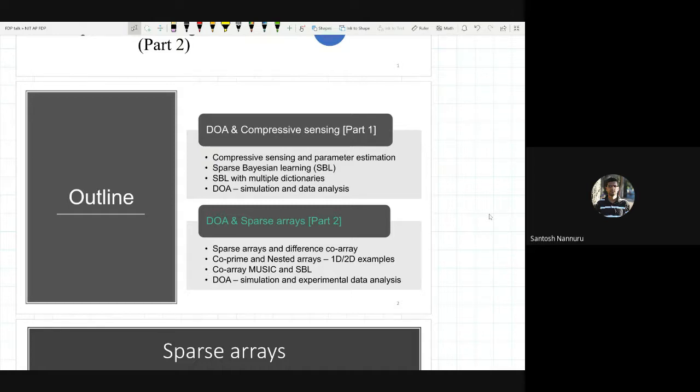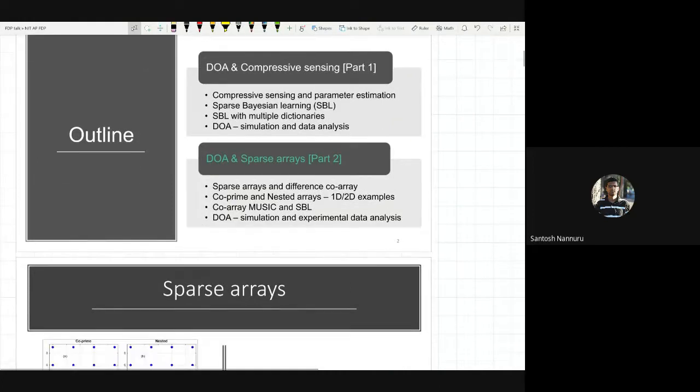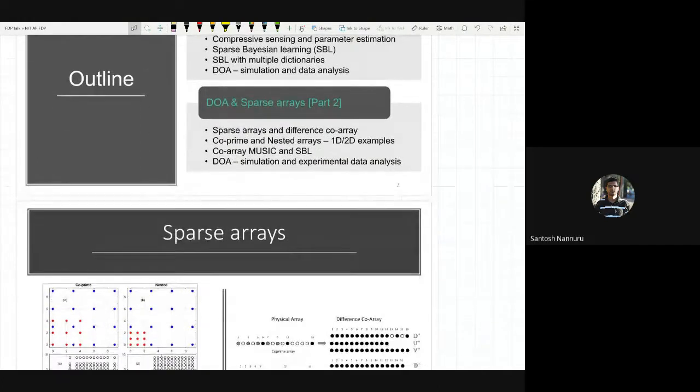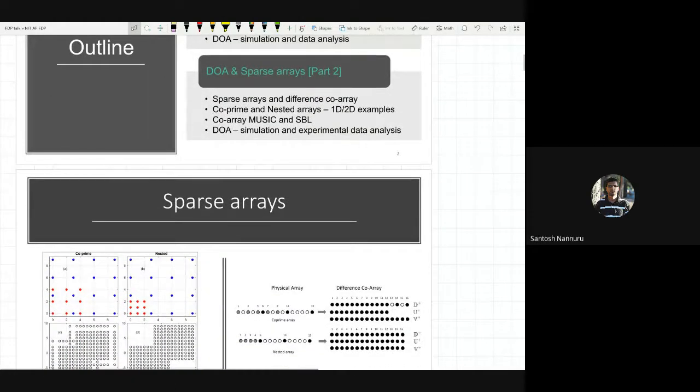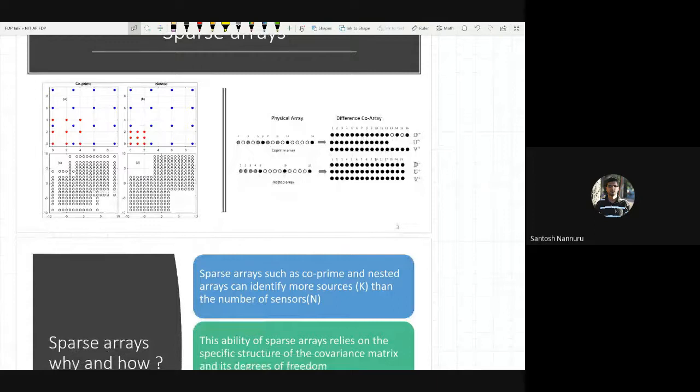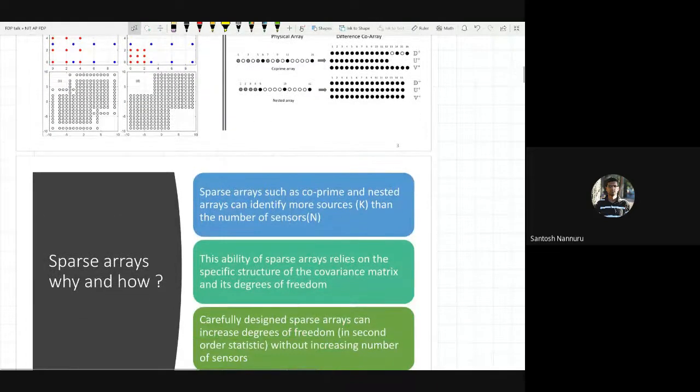So what is a sparse array, and what is the difference co-array for any given array, which is important. Then some examples of sparse arrays, and again some DOA estimation. We'll come to these figures again. So the why and how of sparse arrays, right?